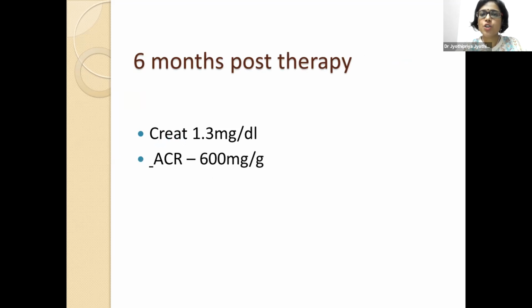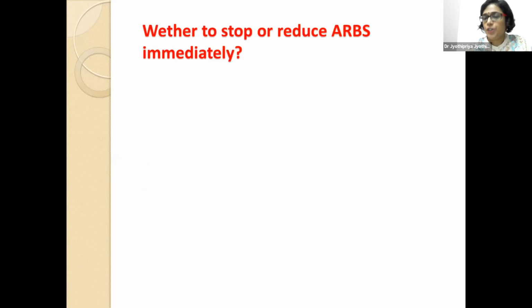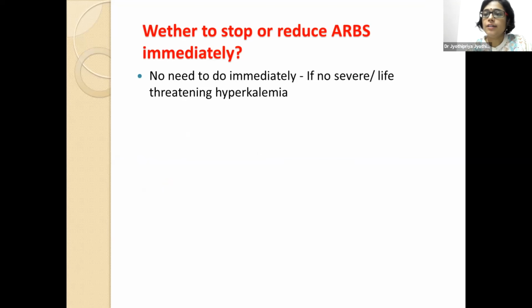Albumin creatinine ratio of 600 milligram per gram. So still there is residual proteinuria. Potassium of 5.4. Now the question is, seeing this potassium, do we have to immediately reduce the dose of ARBs and/or stop it? As already told, we need not immediately jump into reducing the dose.